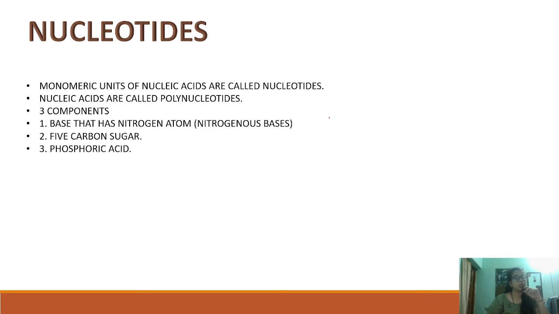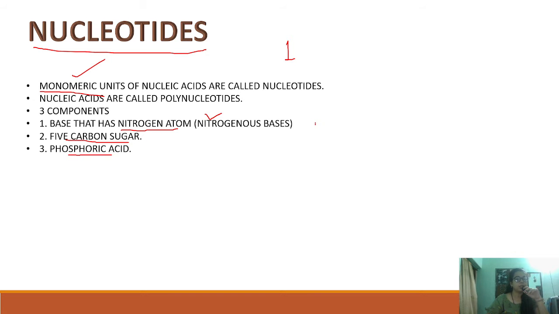Next, nucleic acids are made of monomeric units, that is, each nucleic acid is formed of nucleotides. Monomeric means a single unit, and the single unit is known as the nucleotide. So what does a nucleotide consist of? A nucleotide consists of three components: a base that has nitrogen atoms, which we call nitrogenous bases, a 5 carbon sugar and a phosphoric acid.